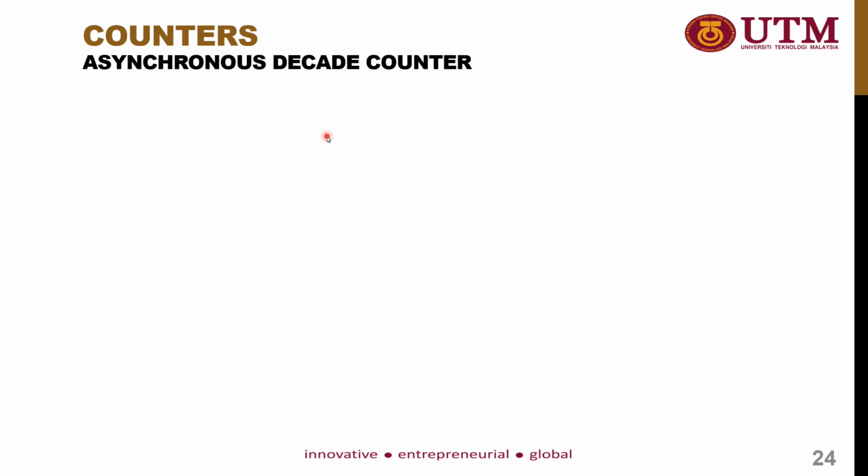So next we'll move to the asynchronous decade counter. In the previous lesson we learned about the asynchronous binary counter, where we wanted to count 1 1 1 0, 0 0 1 1 1 1 0. But this time we want to count with the decade counter, which is from 0 to 9.